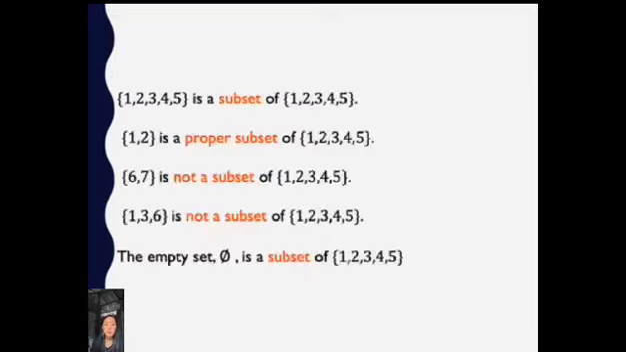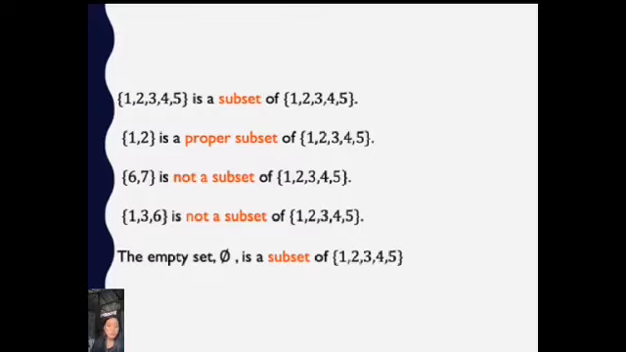Now, consider the set {1, 2, 3, 4, 5}. We can also say that the set {1, 2, 3, 4, 5} is also a subset. The set {1, 2} is also a proper subset of the set {1, 2, 3, 4, 5}.